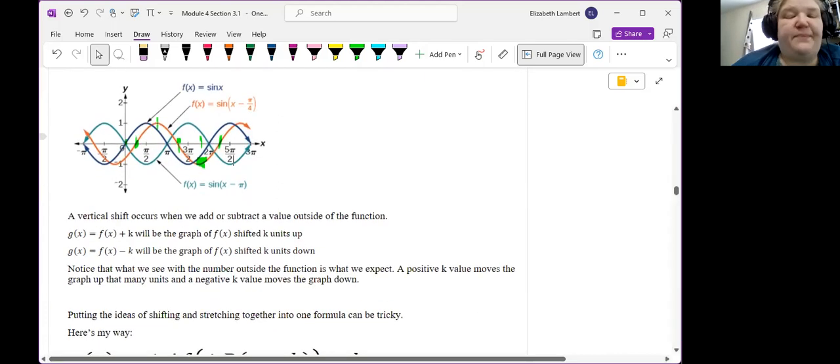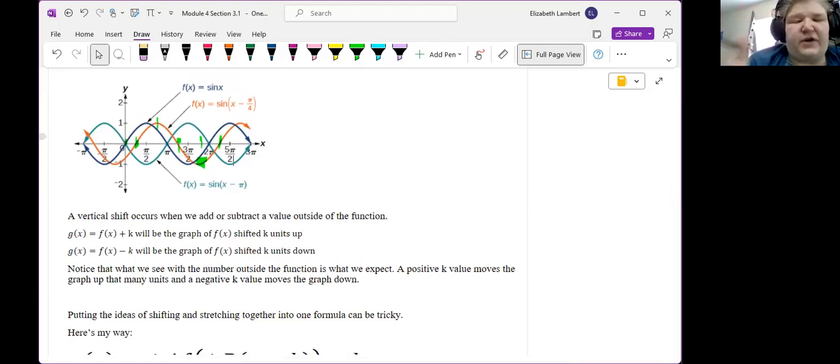So our last type of transformation is a vertical shift. This happens when we have a value outside the function that's being added or subtracted. And if it's outside, then it's straight with us. So f of x plus k, it's going to shift the graph up k. Minus k, it's going to shift the graph down k.